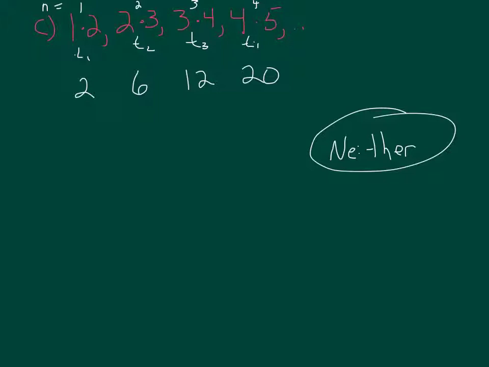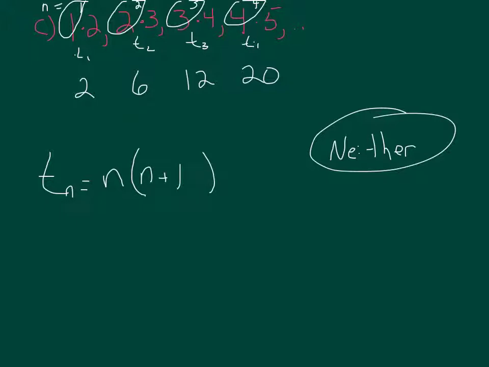Well, notice here, in each term, you see n, don't you? 3 and 3, 4 and 4. So our formula for Tn is to simply take n itself and then multiply it by the next highest number, or n plus 1. 1 times 2, 2 times 3, 3 times 4, 4 times 5. N times n plus 1. That's your formula. Or, I suppose, you could write it as n squared plus n.